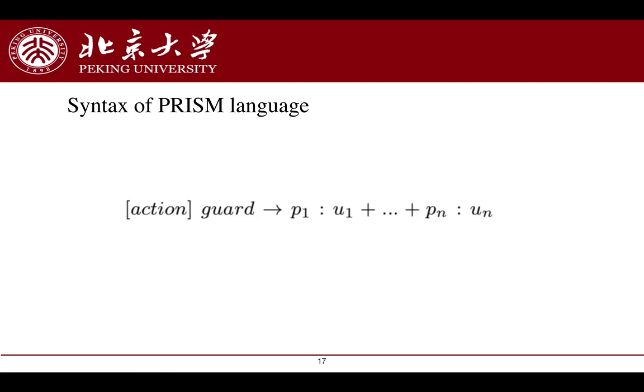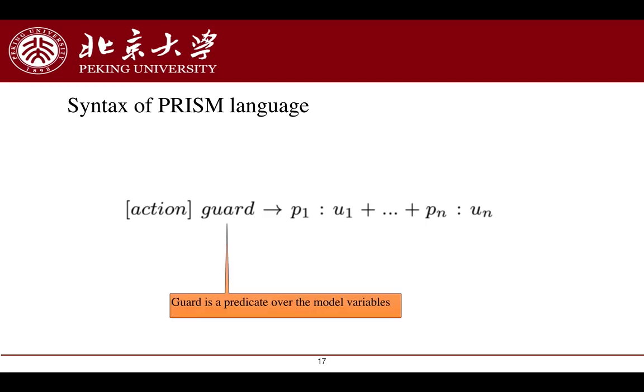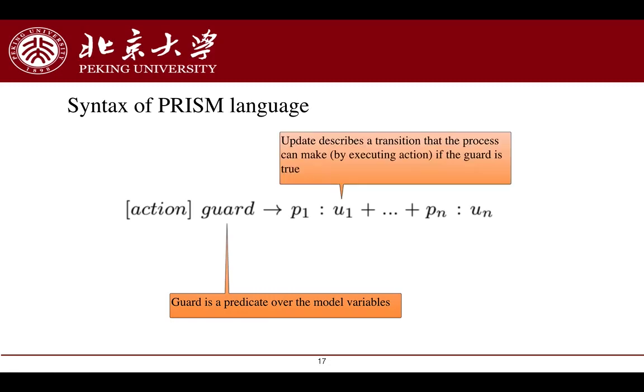Action denotes the synchronization between processes. Guard is a predicate over the model variables. U is an update describing a transition that the process can make if the guard is true. An update is usually specified by giving the new values to the variables and has an assigned probability p.